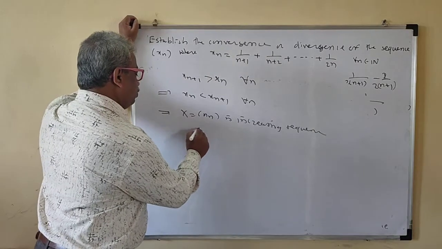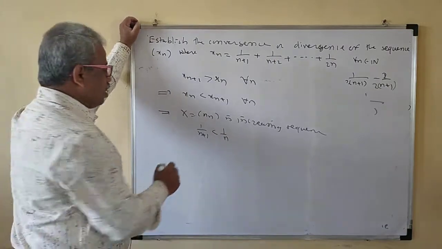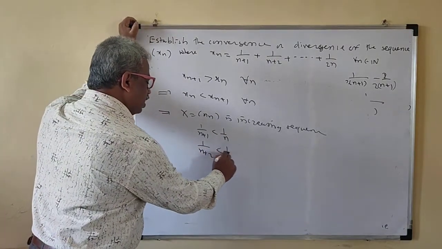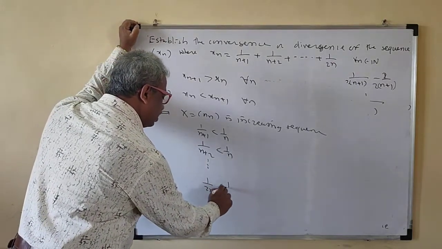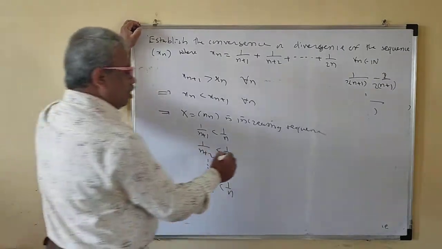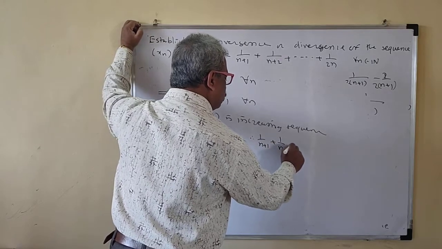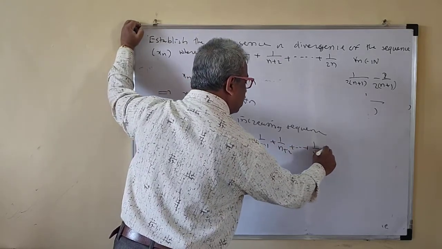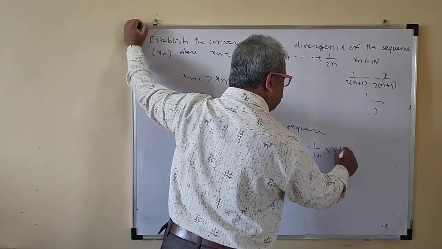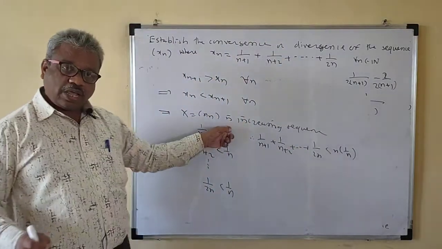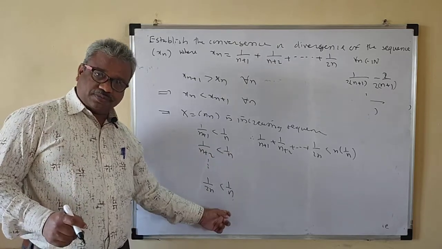So 1 upon n plus 1 is less than 1 upon n. Right? 1 upon n plus 2 is less than 1 upon n. And so on. So we can write 1 upon twice n is less than 1 upon n. Go on adding these. Therefore 1 upon n plus 1, plus 1 upon n plus 2, plus up to 1 upon twice n is less than, how many times do you have to add this? n times, so n into 1 upon n. Everywhere this is 1 by n, so you add this n times. These are the n terms.